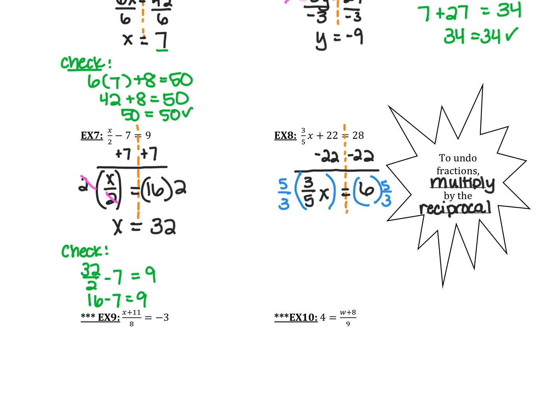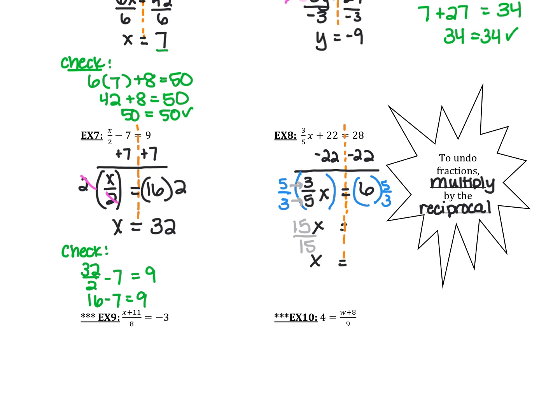We know that when I multiply fractions, we multiply straight across. So I'm going to multiply 5 times 3 and 3 times 5. That would leave me with 15x over 15. Well, what happens if I have 15 over 15? It's just 1x. So the whole reason we multiply by the reciprocal is because the result we get is 1x. It solves for my x.